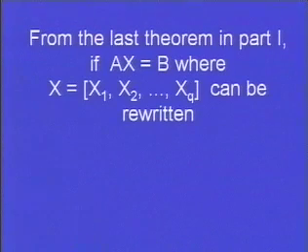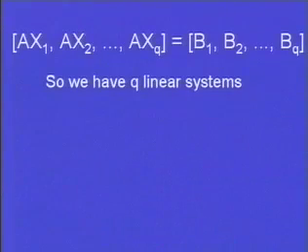We had a theorem in the first part of the lecture that mentioned if we have A times X, that would be A times the first column of X, A times the second column of X, and so on. Well, from that theorem, if A times X is equal to B, where X is made up of columns X1, X2, and so on, that can be rewritten as AX1, AX2, etc., up to AXQ is equal to B1, B2, up to BQ.